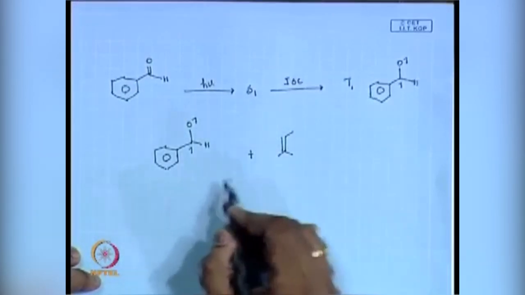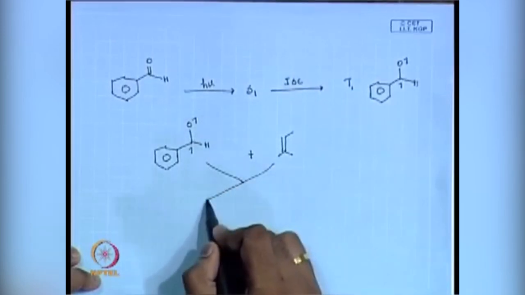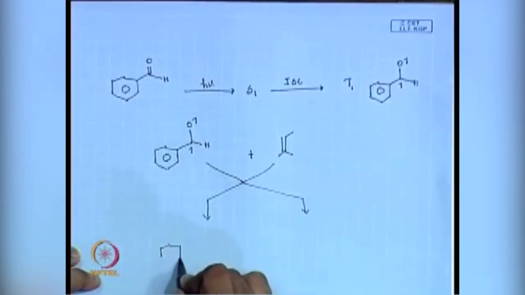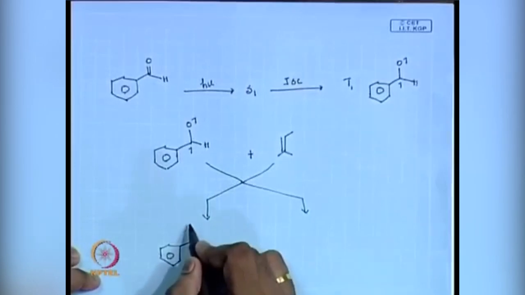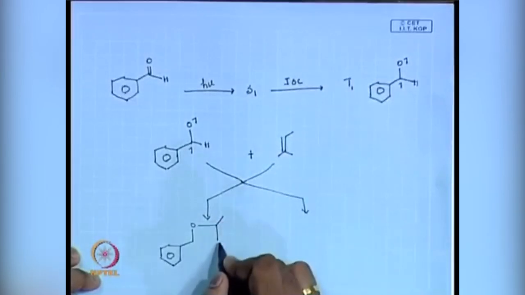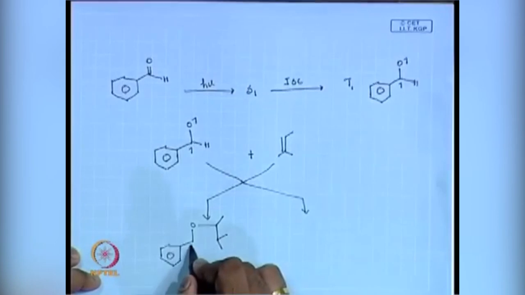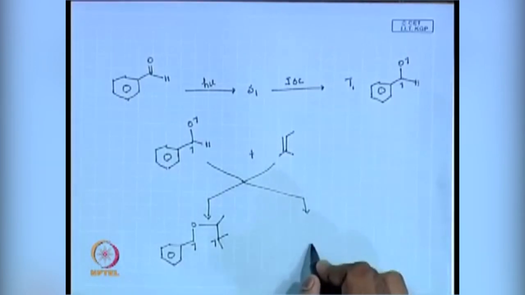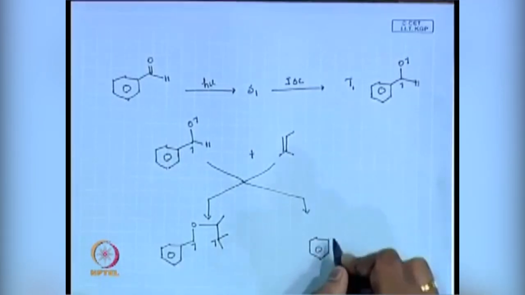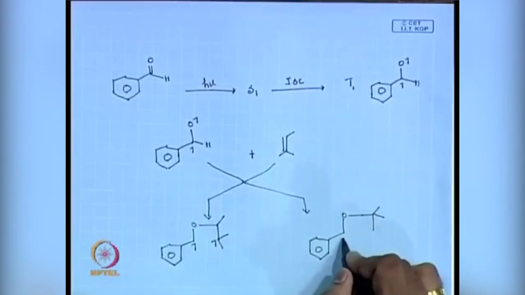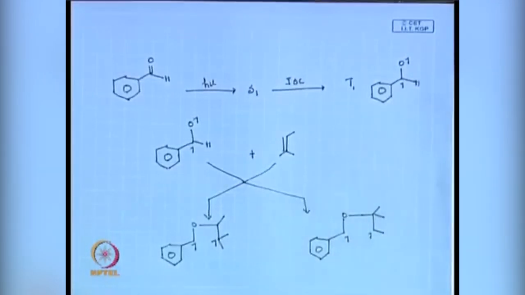You can write it two ways. You can say that I can add, the direction it is, like my O attacking, make it this product, okay. Or I can say that I can get this product also, right.